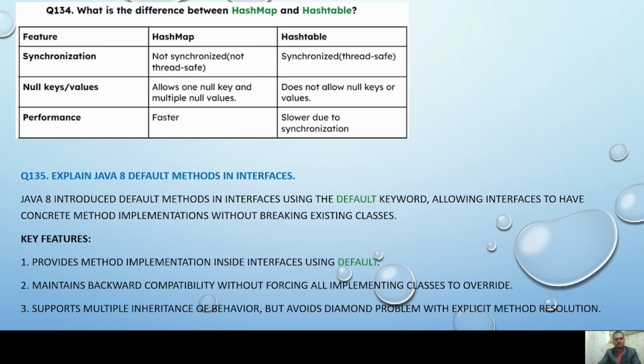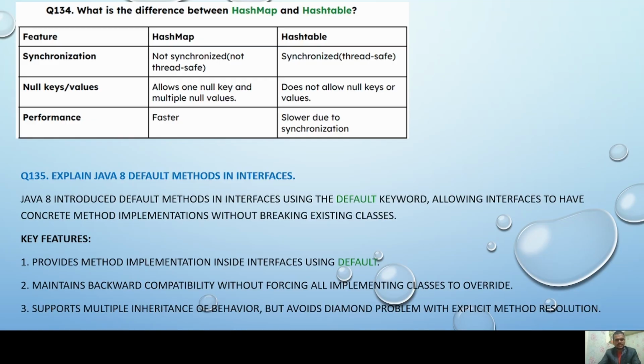Next question. What is the difference between HashMap and Hashtable? Synchronization: HashMap is not synchronized, not thread safe. Hashtable is synchronized and thread safe. HashMap allows one null key and multiple null values. Hashtable does not allow null keys or values. HashMap performance is faster, Hashtable slower due to synchronization.